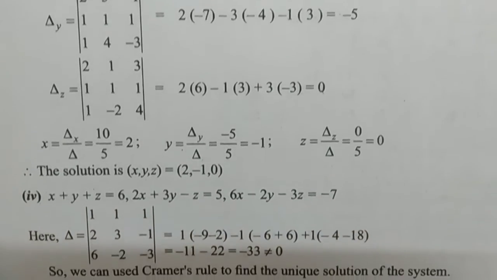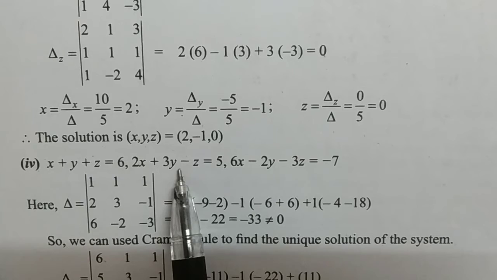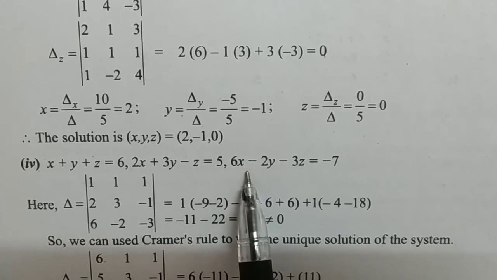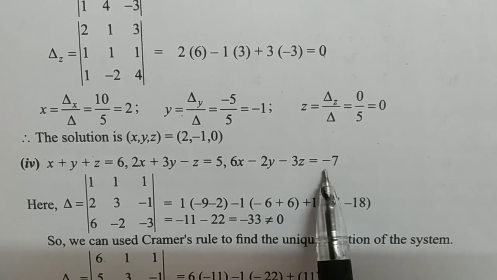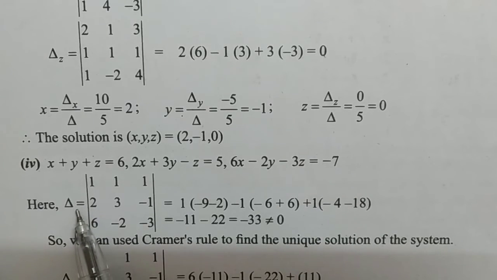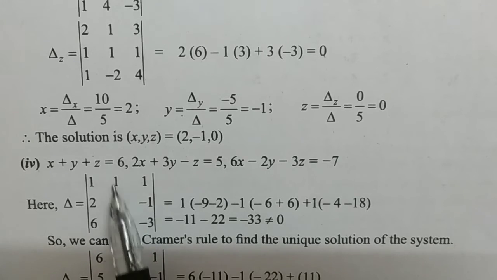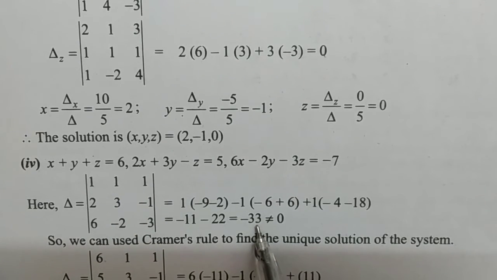Next, question number 4. What are the three equations given here? x plus y plus z equal to 6, 2x plus 3y minus z equal to 5, 6x minus 2y minus 3z equal to minus 7. So find the value for delta. How do we find the delta value? Write the coefficients of x, y and z. Simplifying this delta, we get minus 33.